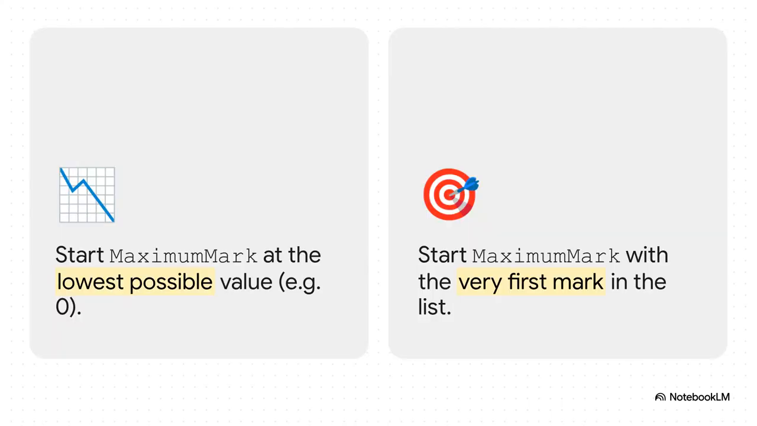There's actually more than one way to get this recipe started. You could be a pessimist and set your starting maximum mark to 0. That way, literally the first real score you look at is guaranteed to be higher. Or you could be a realist and just grab the very first score from the list and say, okay, this is the champion, for now. Both methods get you to the exact same answer in the end.